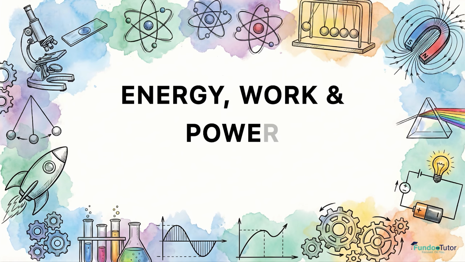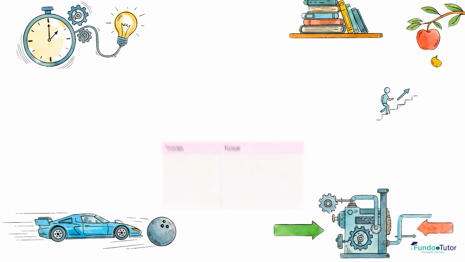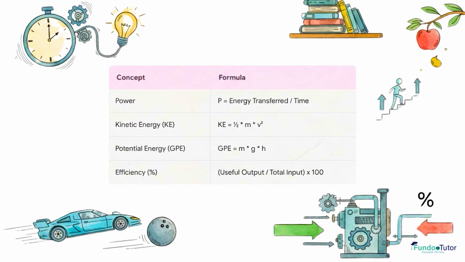Okay, toolkit updated. Let's move on to our next section, energy, work, and power. These concepts are all about how energy gets transferred and used. These four formulas are all deeply connected. Power tells you how quickly energy is being used. The two main types of energy you'll see are kinetic energy, for anything that's moving, and gravitational potential energy, for things that are up high. And then there's efficiency, which just measures how well a device converts energy.